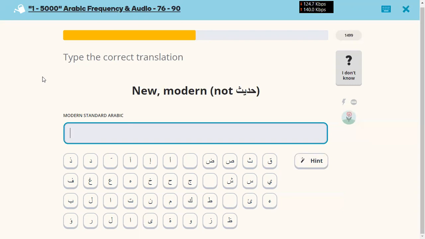New, modern is jadid. Spelling, this is for spelling: jim, dal, jadid. One is wahid. Waw, alif, ha, dal. Wahid.